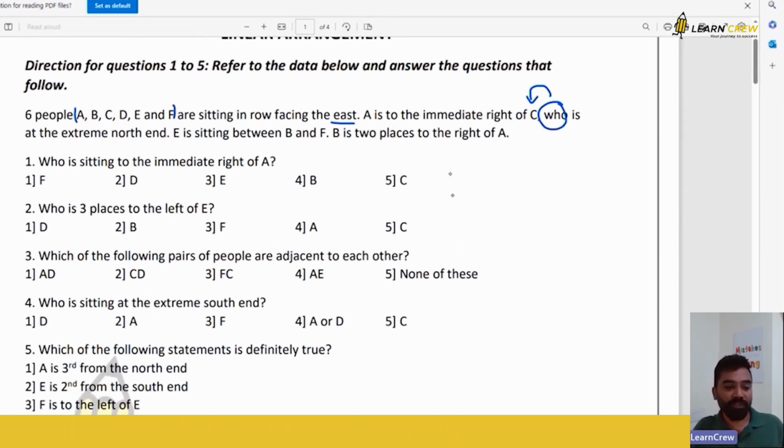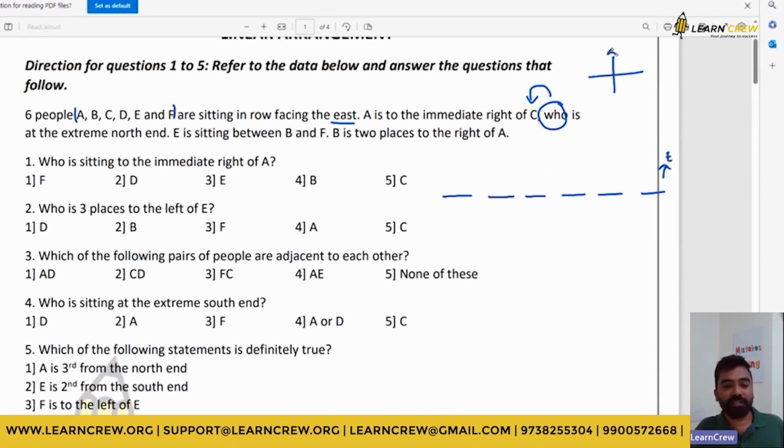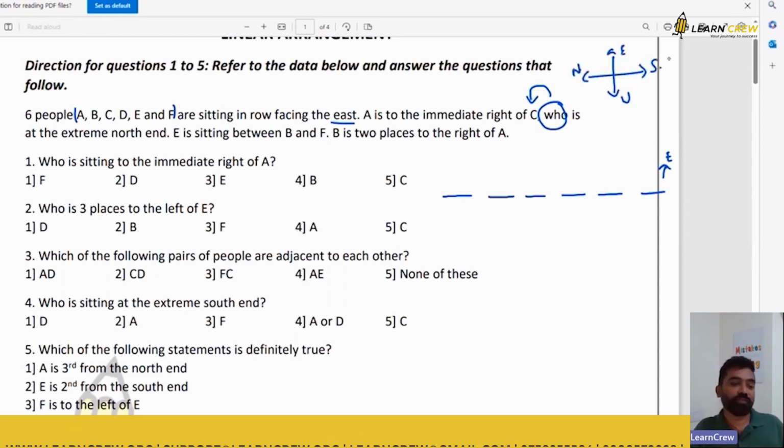Now, how do I start solving it? How many people are there in the row? 6 people. 1, 2, 3, 4, 5, 6. Now, what are they telling? All are facing east direction, that is the normal direction. This is east. If you want, just draw it and keep it handy. East, west, north, south. Fine.